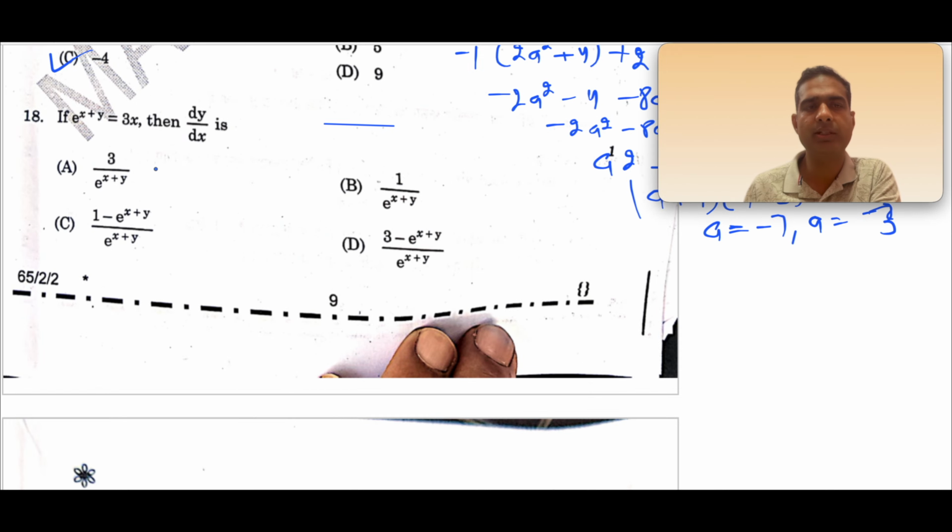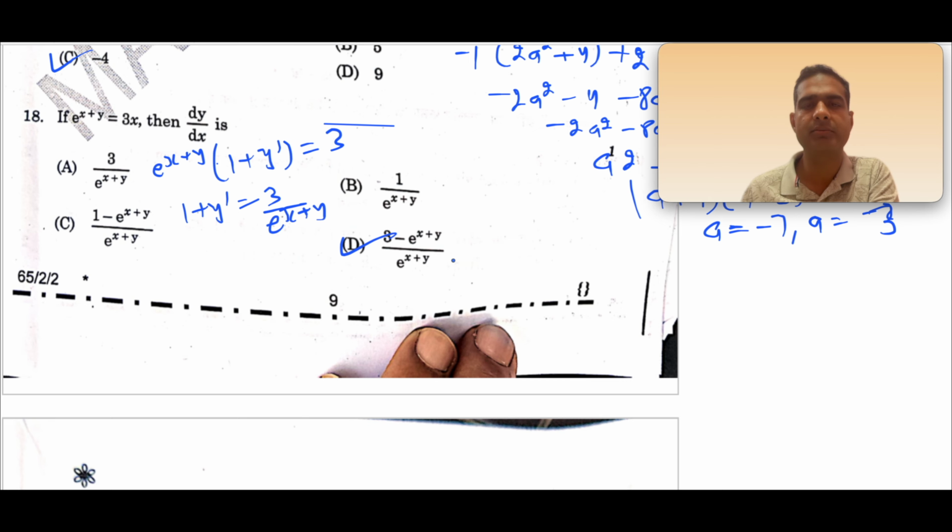So e raised to power x plus y, differentiation of it will be e raised to power x plus y, and then using chain rule, differentiation of x plus y will be 1 plus y prime, and that is equal to differentiation of 3x, which will be 3. So 1 plus y prime will be equal to 3 by e to the power x plus y. So we can check from here, y prime will be equal to 3 minus e to the power x plus y over e to the power x plus y. So option D will be your answer.